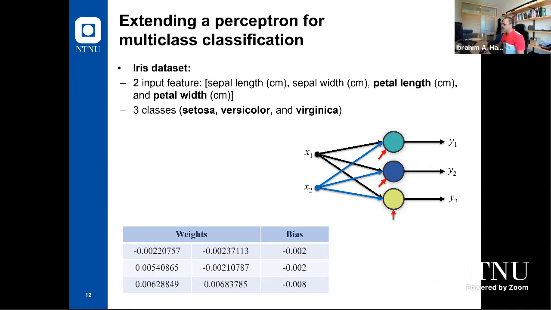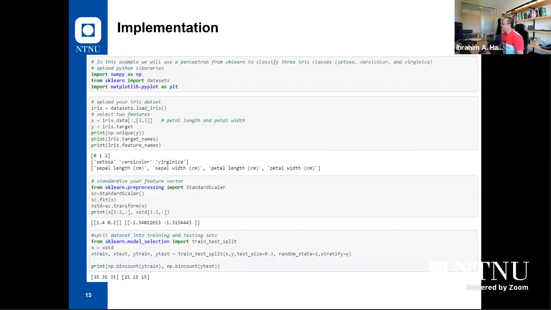So now I will go to my code. I'm sharing it with you now. I will do the same. I will import datasets from sklearn and load Iris, but in this case I will make some changes. Instead of using the first 100 points, I will use the whole data set, 150 points, which correspond to three classes.